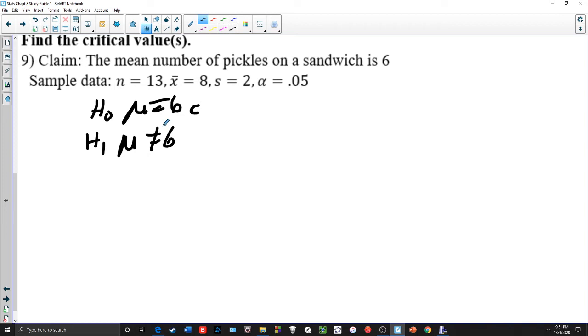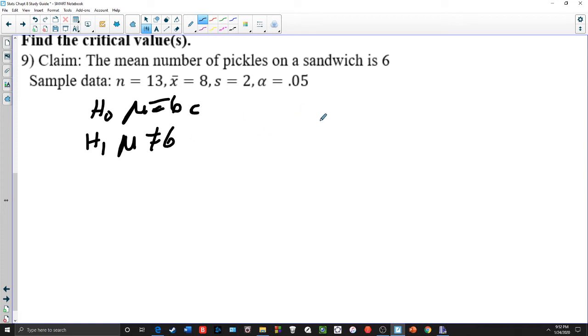So I can't say greater than, because that's not all I'm testing against. I'm testing whether it's going to be greater or less, because my claim is that it's exactly 6. So if that's my claim, I could be wrong as it being too many, or I could be wrong as it being too few. So I just say that my counterclaim is that it's not equal to, so I get both ends of the stick there.